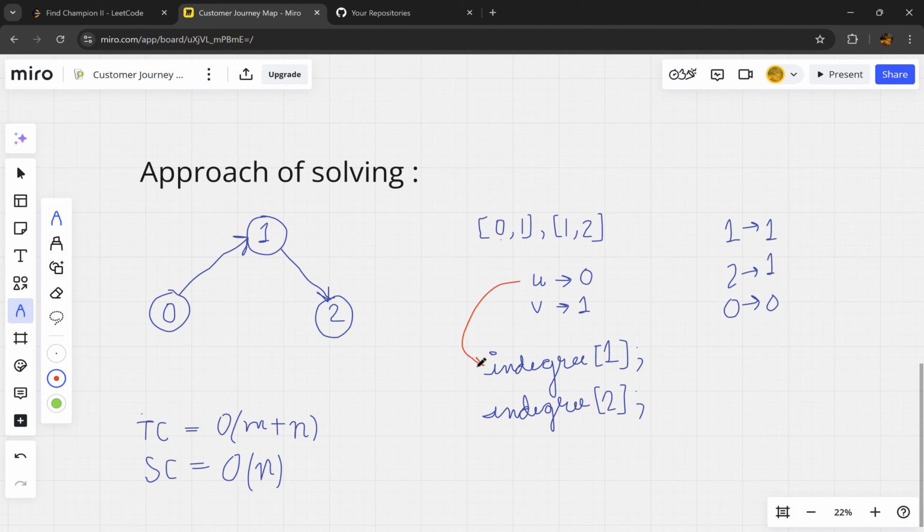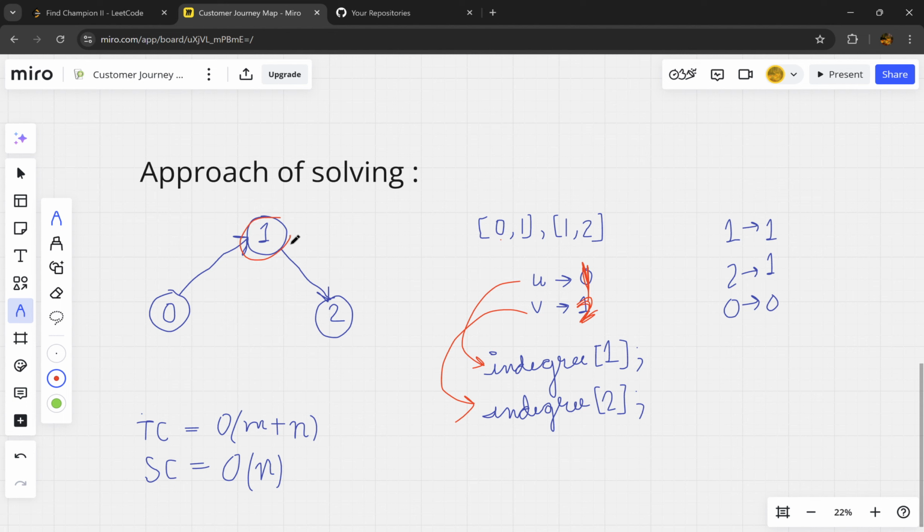That means the in degree of 1 is how much? 1. Why? I will be telling you, wait a minute. And for the in degree of 2, here we have to write 1. Yes, in degree of 2, that means it is also 1. Now what do I mean by in degree? In degree means the number of ingoing directions.